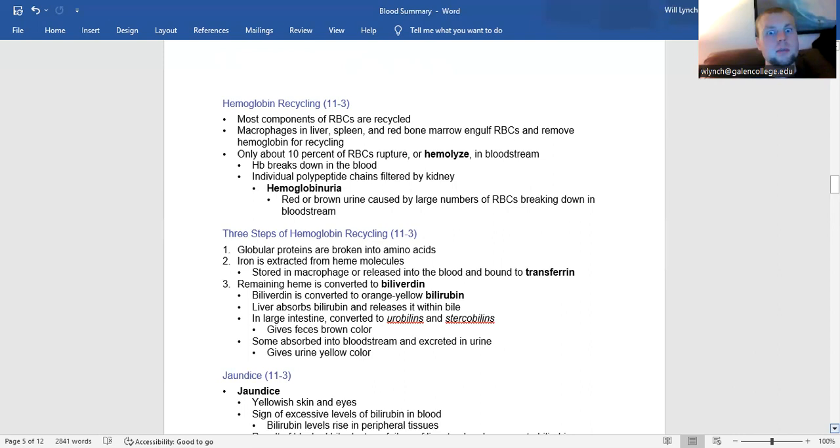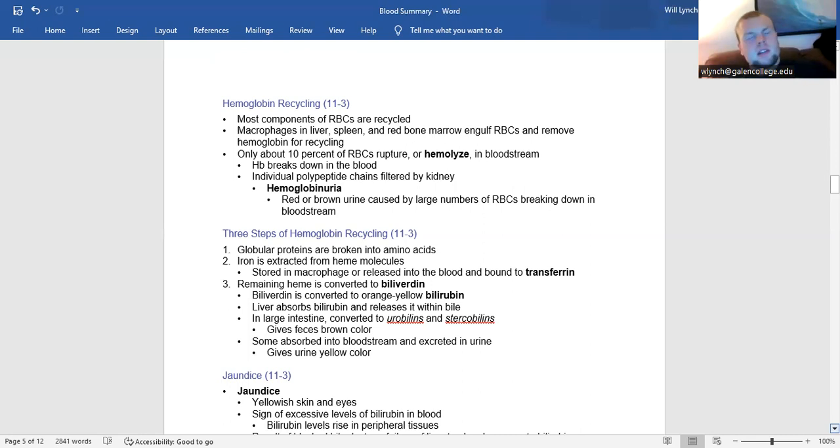Only a small percentage, about 10% or so, of our red blood cells that are going to die do so in the bloodstream. Most of them are taken to the liver or the spleen to be degraded. If they do die in the bloodstream, then this is called hemolysis, right? So they hemolyze inside of the bloodstream.